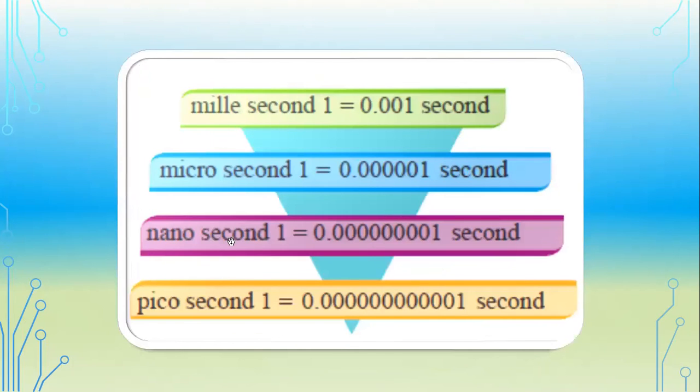Here, this is the way we count seconds. Milli, micro, nano, pico. You can see that from top to bottom, the seconds become smaller. That means when compared with a millisecond, a picosecond is very small, and a millisecond is large. Like that, try to understand these diagrams and you will be able to understand how to count seconds in these units.